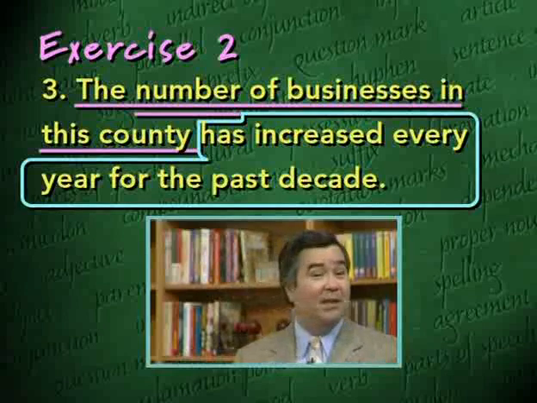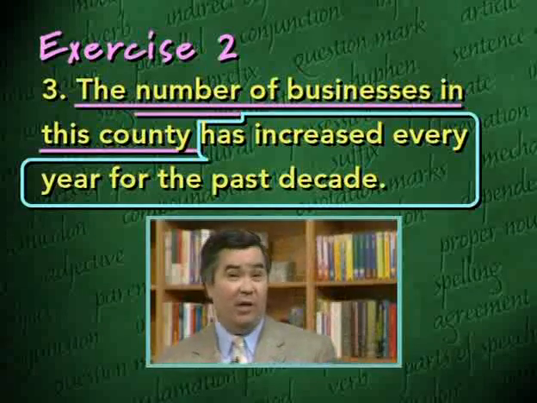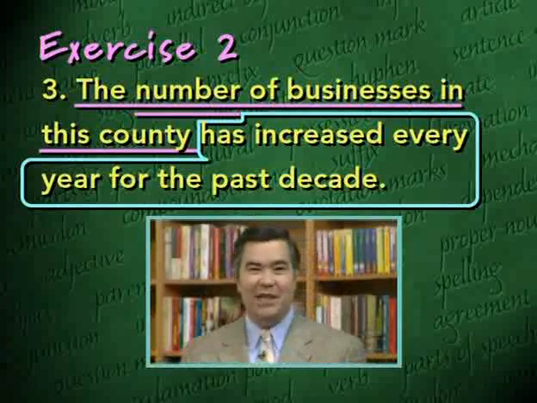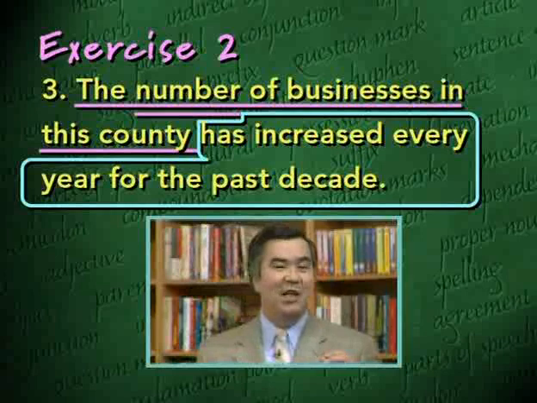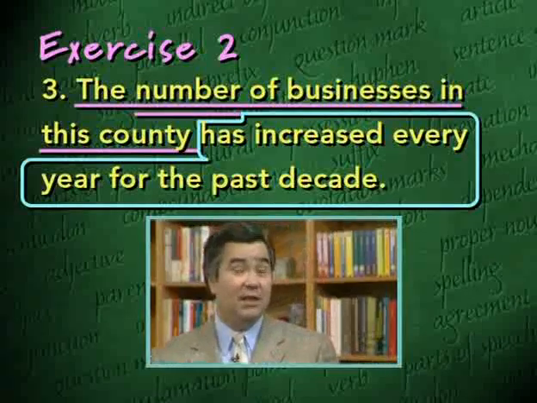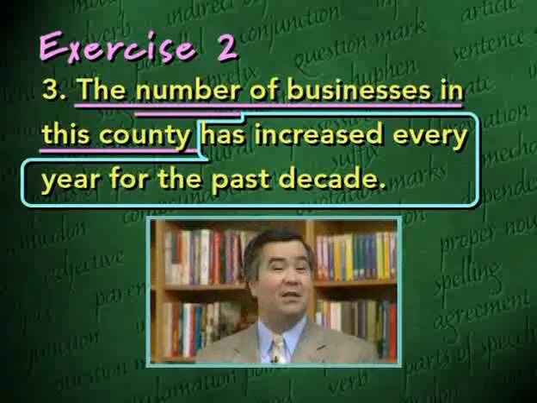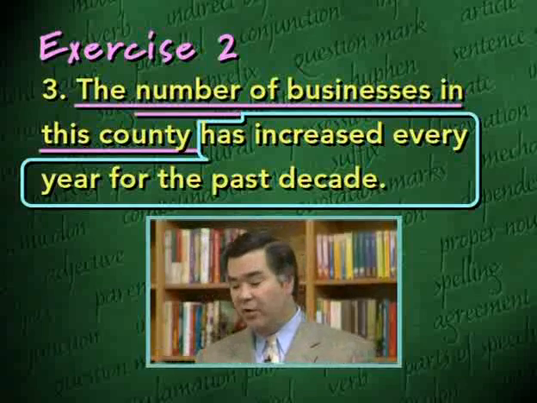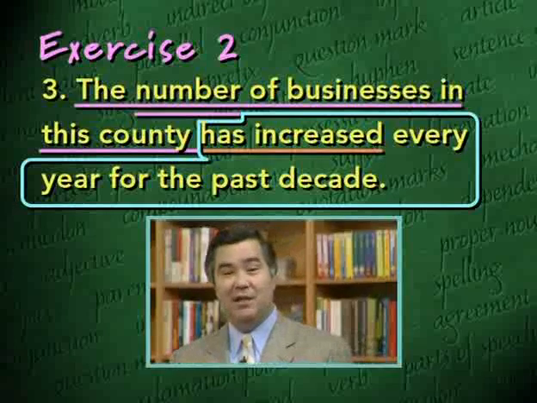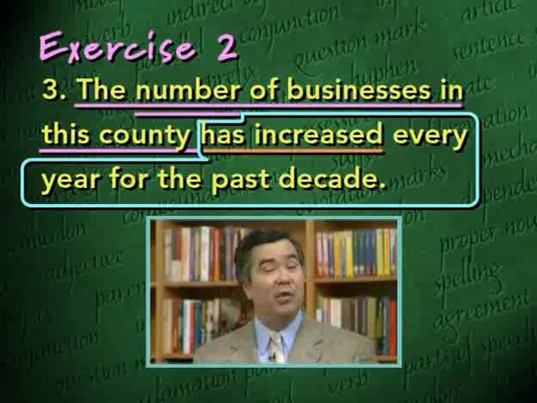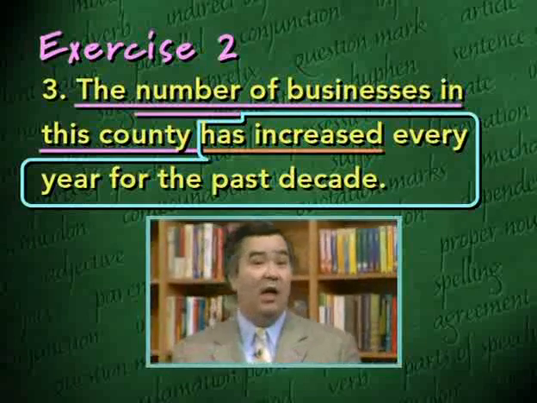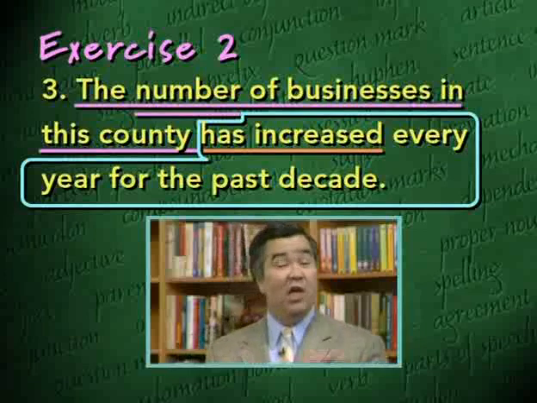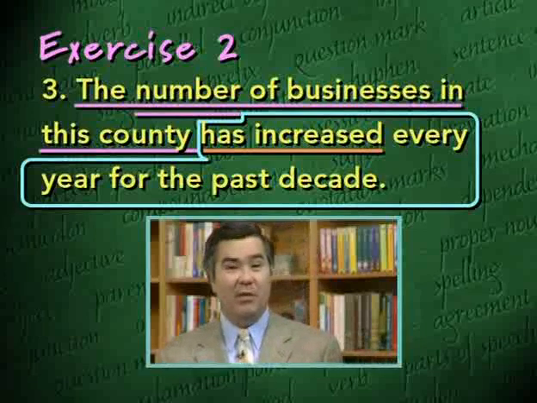Looking at the predicate, what's the most important word there, or the verb? Once again, this example is a little more tricky than some of the other examples we've seen. In this case, the verb consists of two words. Sometimes verbs in English do consist of two or even more words. In this case, the verb includes both the word has and the word increased. You need both of those words to make the complete verb to explain what the number of businesses in this county has done. The number has increased. You need both of those words to make up the verb.